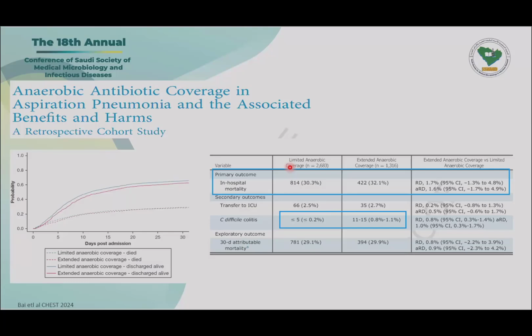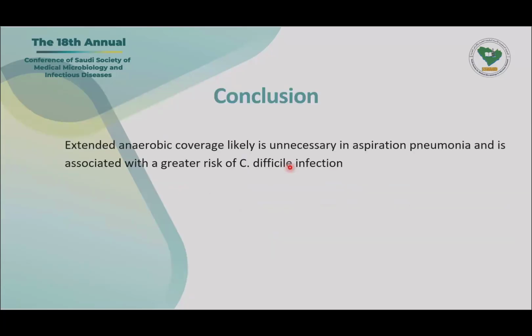There was no major difference. In terms of the secondary outcome, numerically, there was a higher number of patients who had C. diff in the hospital within 28 days compared to those patients in the limited group. So in conclusion, from this study, I think the extended anaerobic coverage likely is unnecessary in aspiration pneumonia, and this was associated with a greater risk of C.